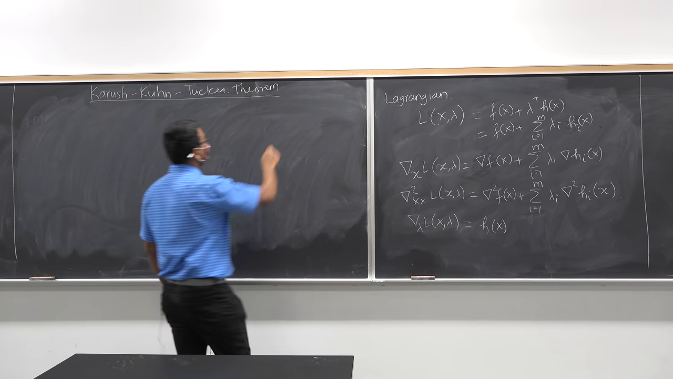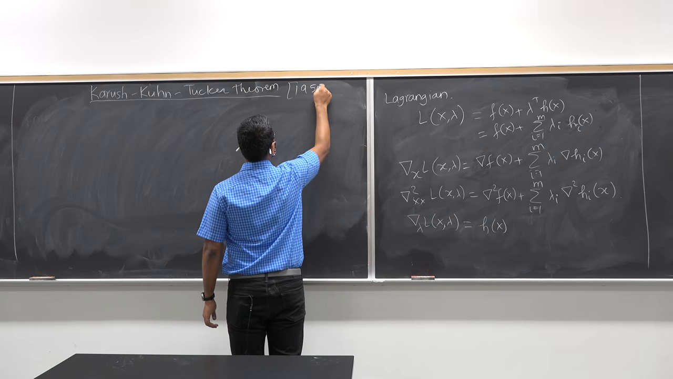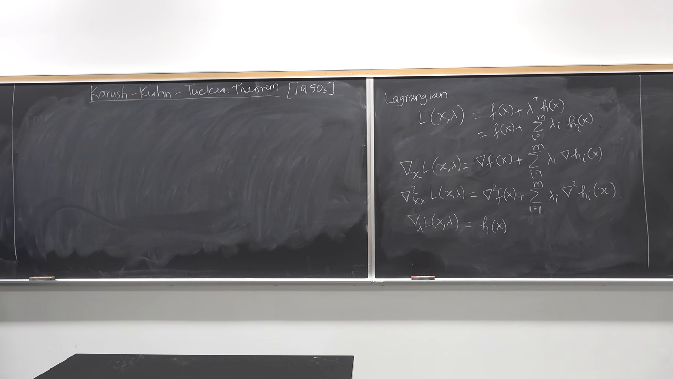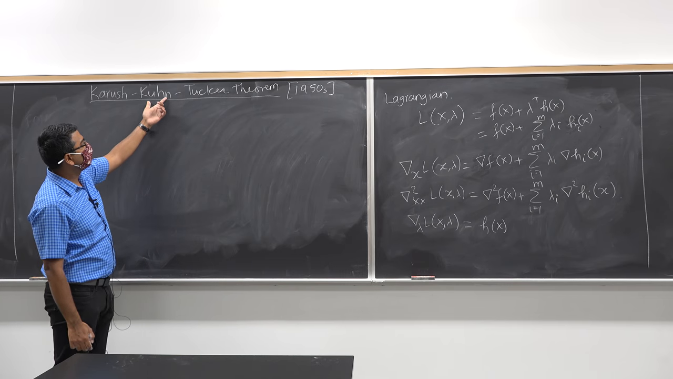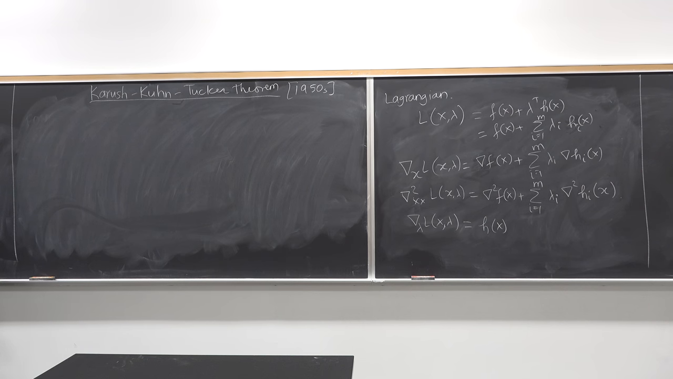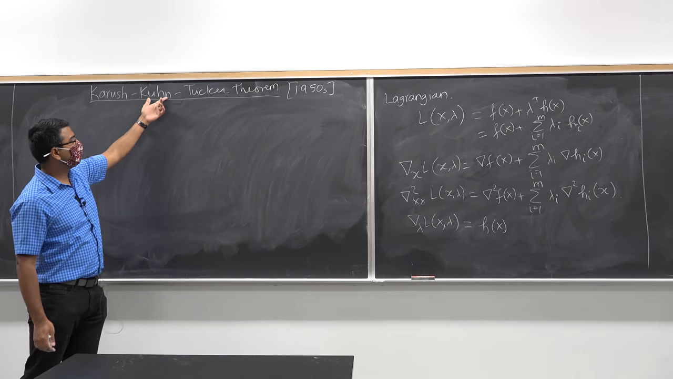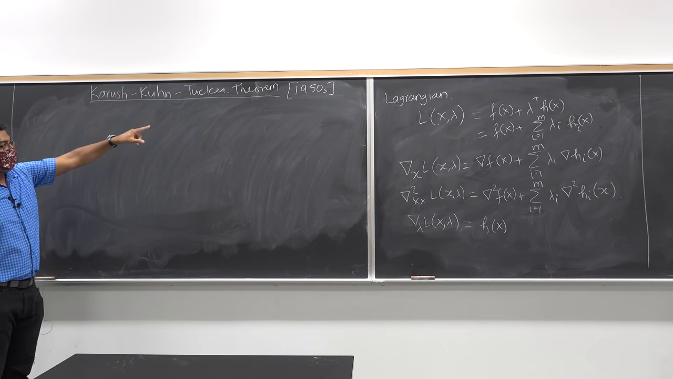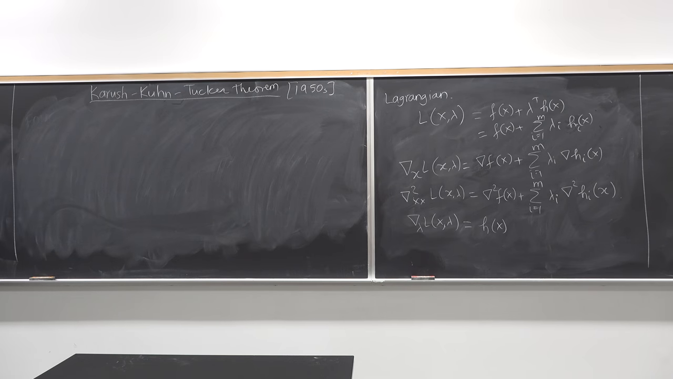And these guys came up with the results sometime in the 1950s. If I'm not mistaken, Kuhn was a faculty member at Princeton and Tucker was a student, and this was part of his PhD thesis. But I may be a little bit wrong about this history. I know that Kuhn was in Princeton and Tucker was in some way a student of Kuhn or somehow related. They were on the same thesis committee or something like that. And this theorem was established in the 1950s.